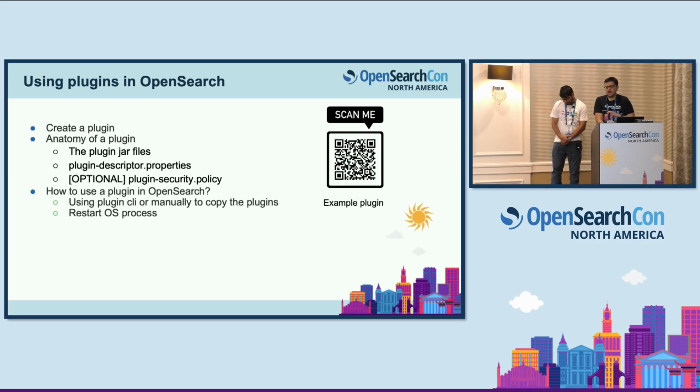Now, you have your plugin ready. How will you use it with your OpenSearch cluster? Using a plugin, you will use something called the plugin CLI, which is provided by OpenSearch. The plugin CLI is not going to do a lot. It's going to take a look at your plugin structure, do some validations, and just copy it in the plugins folder. But your plugin is not installed.